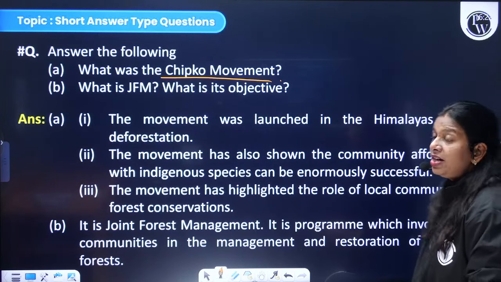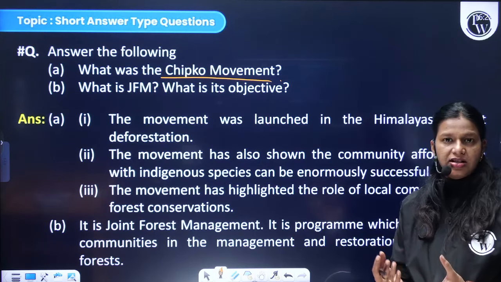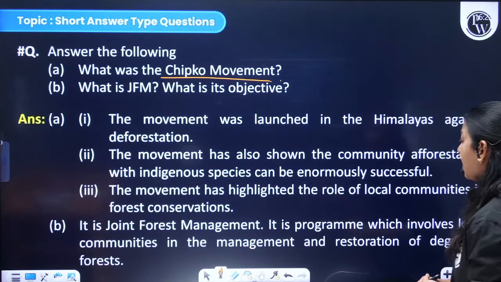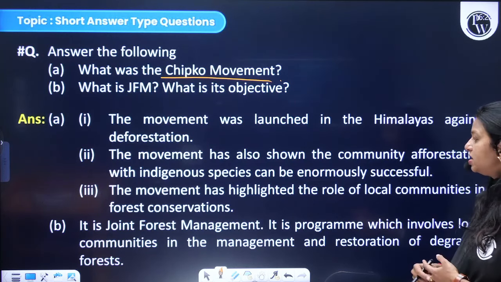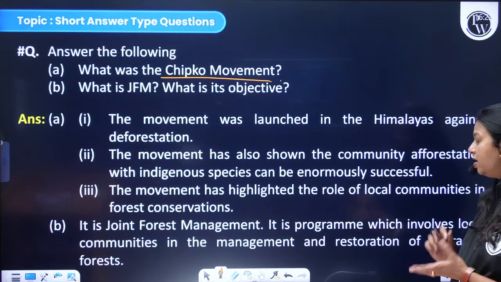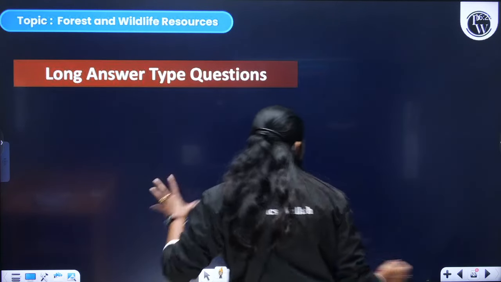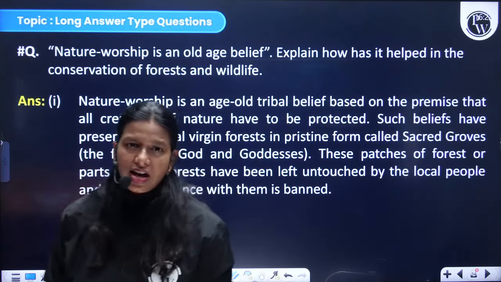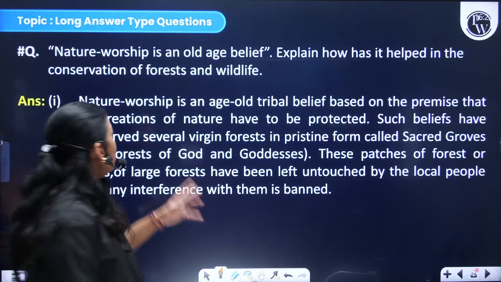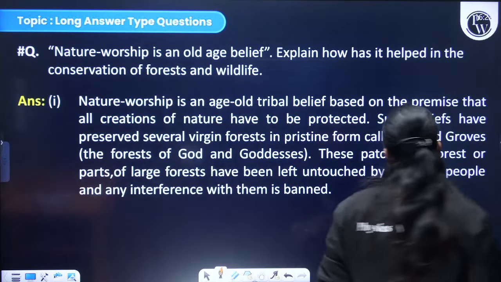Joint forest management is when the communities and the governments come together for the purpose of conservation of forest, and it is a program which involved local communities in the management and restoration of degraded forest. Right? Long answer type questions. This is a small chapter, so not a lot of questions are asked from it. Last year's paper I saw, there was no question from this chapter.